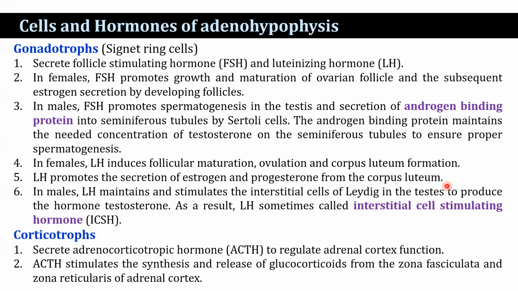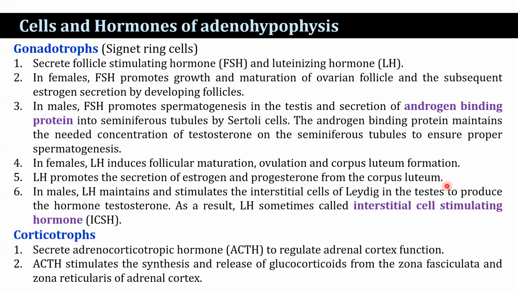Corticotropes secrete adrenocorticotropic hormone to regulate adrenal cortex function. ACTH stimulates the synthesis and release of glucocorticoids from the zona fasciculata and zona reticularis of the adrenal cortex.